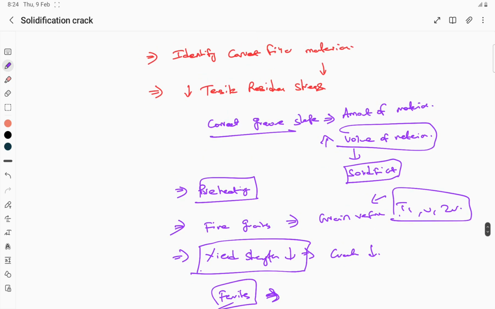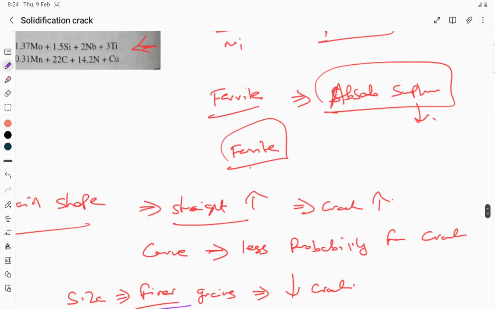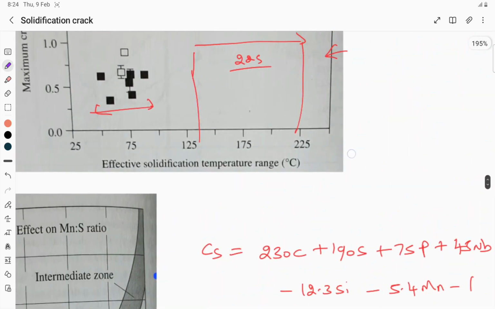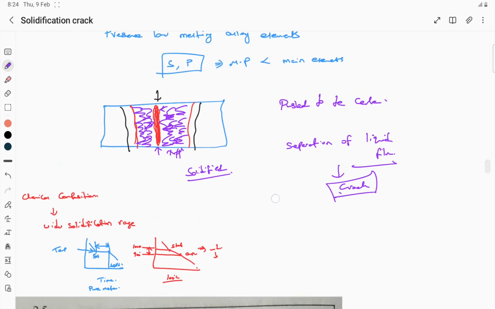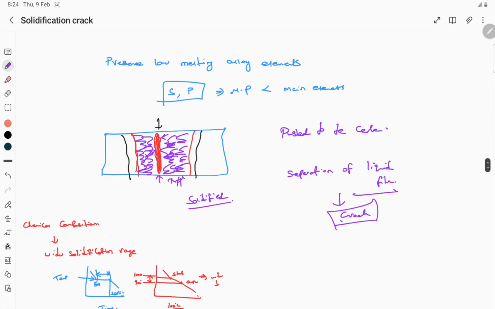To summarize, in this video we have seen what solidification crack is. It comes under the category of hot crack, which means it occurs at elevated temperature. That is the initial definition we saw. Why does it occur? Because of the presence of low melting point alloy elements, mainly sulfur and phosphorus. During solidification, these will be pushed towards the center and remain in a liquid film, while the surrounding part will be in the solid state. Stress will act upon the liquid film, and as a result, separation will happen, leading to the formation of solidification crack.